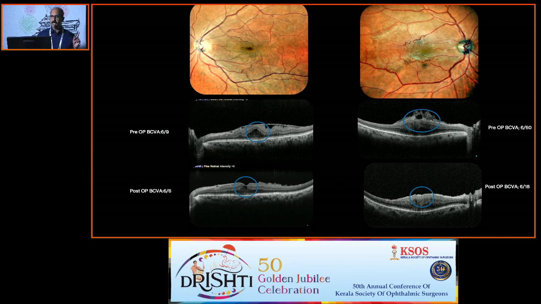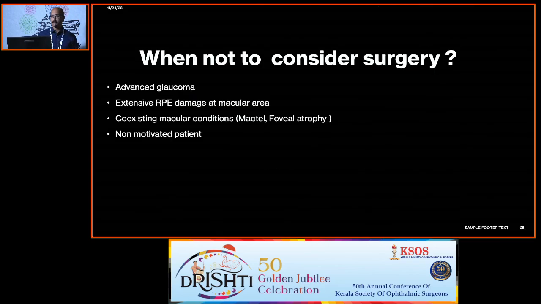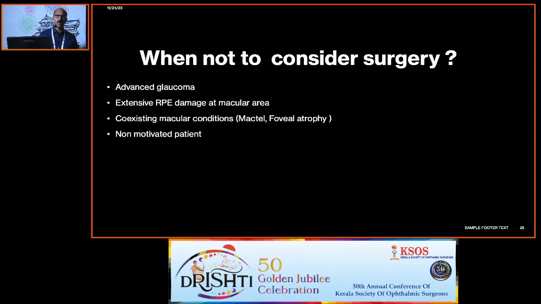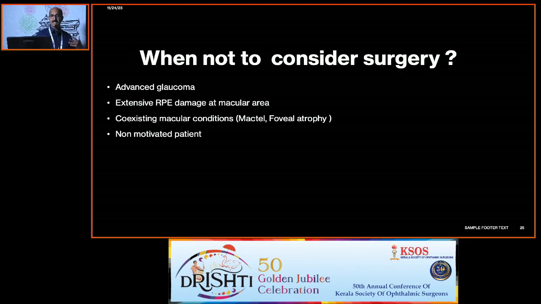So the take home message is: operate epiretinal membranes early and don't wait for the vision to drop if the patient is symptomatic. So when do we not consider surgery, or when do we delay surgery? There are a few instances when we have vitreomacular abnormality with advanced glaucoma. Already the RNFL is damaged, the retina is thin. Any trauma to that may exacerbate the visual loss.